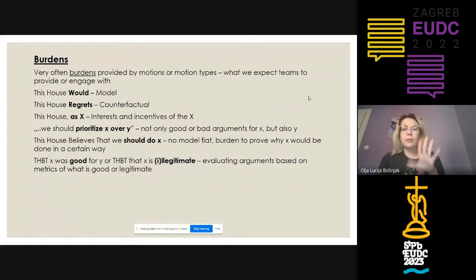"This house believes that we should do X." Usually, at the point where there is no model fiat, there is a burden to prove why X would be done, or that the policy would be implemented in a specific way. We can't just assert that this is what would happen. There have to be reasons why someone would implement a policy in a certain way, or how the impacts of the policy would play out, whether through incentive analysis or other reasons teams give, but that doesn't come from the model.